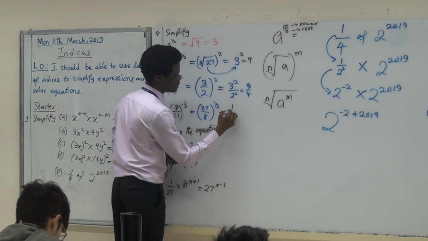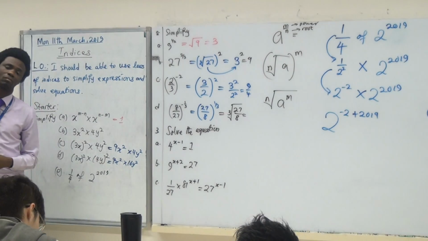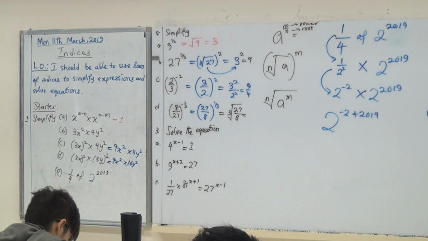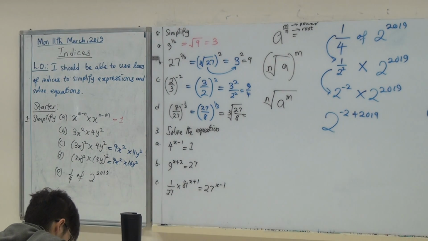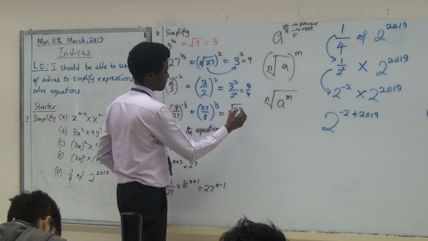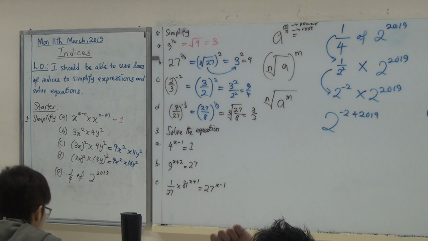So that is cube root, right? 27 out of 8. What is that? By law 4. Is it law 4? Yeah, law 4. You find it, both of them, it affects both of them. So you do this. So that's 3 over 2. So it's basically like 3 laws.